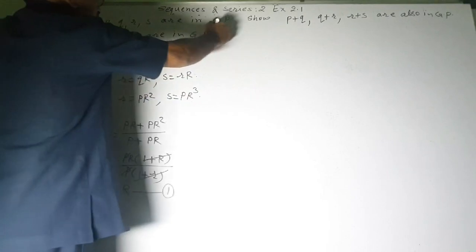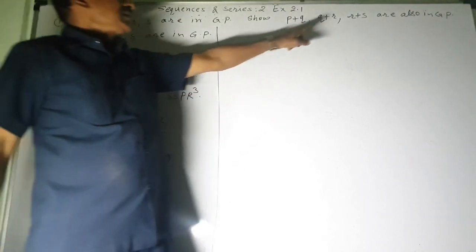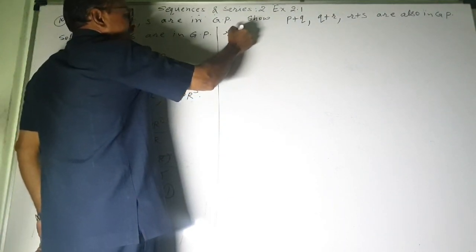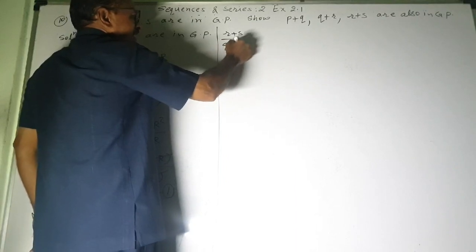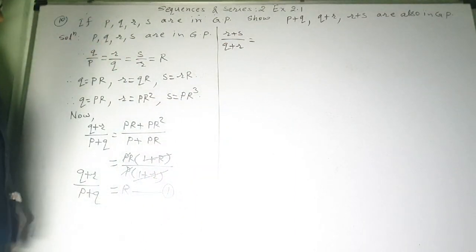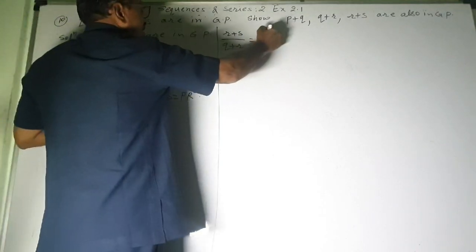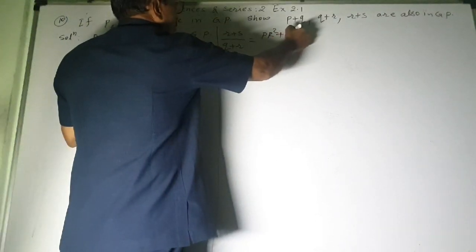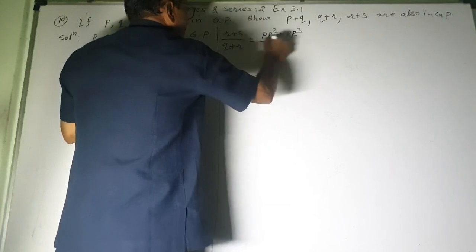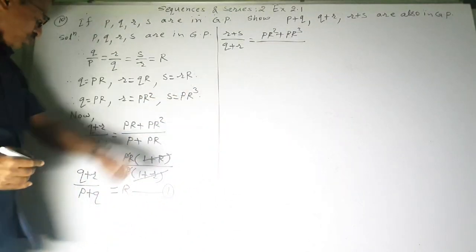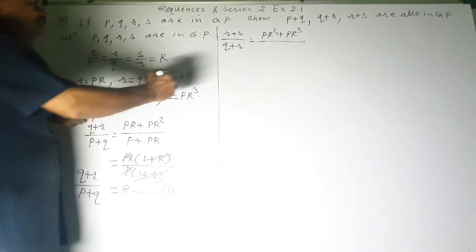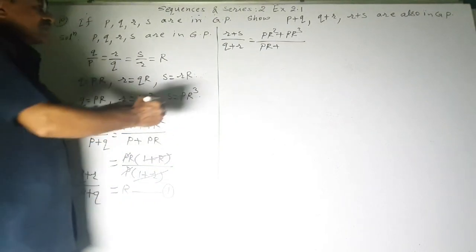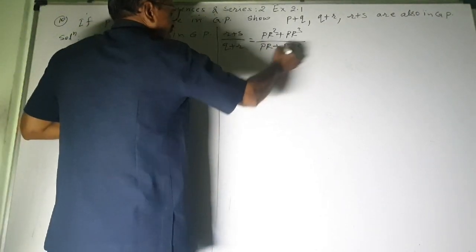So now, I will take this ratio, R plus S upon Q plus R. This is equal to, what is the value of R? R is PR square, plus S. S is what? S is PR cube, upon Q. Q is what? Q is PR, plus, what is R? R is PR square.